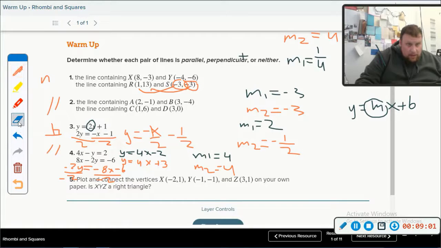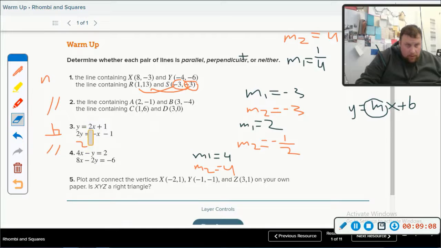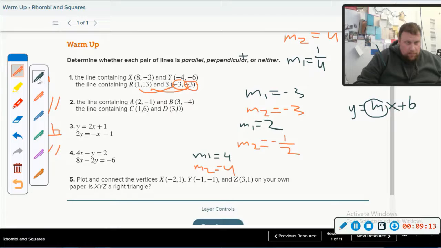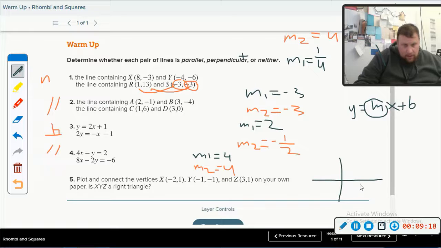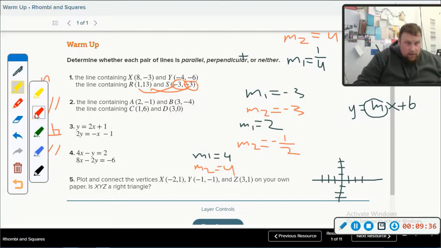Let's go ahead and erase this. And then last but not least right here, let's go ahead and do a quick plot of these. Is this a right triangle? Let's find out. I need to go 1, 2, 3, 1, 2, 3, negative 1, negative 2, negative 3, negative 1, negative 2, negative 3. It's not going to be perfect, but it'll be close enough. We'll figure it out.